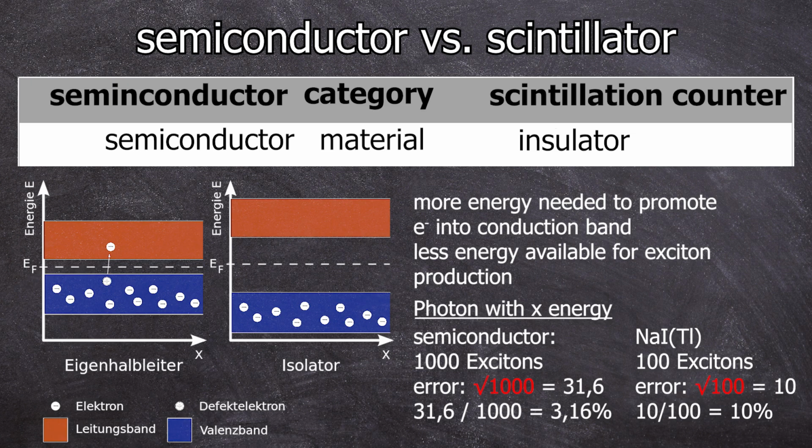The error will always be the square root of the count, the number of pairs, and the square root of 1000 is 31.6, whereas the one from 100 is 10. This means that the semiconductor has a detection error of 3.1% in this case, whereas the scintillation crystal has an error of plus or minus 10%. This explains why the peaks are broadened when using a scintillation crystal.